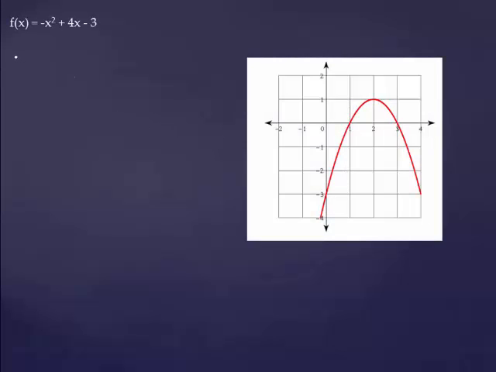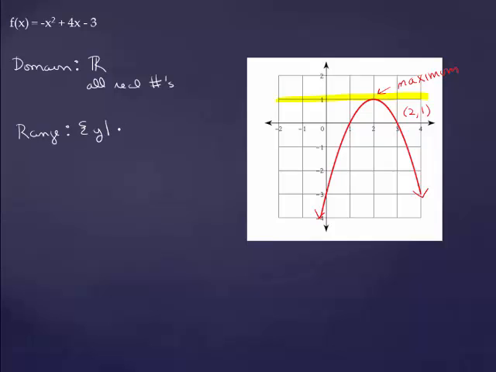Okay, my domain, again, are my x's. So this is all real numbers. And my range are my y's. In this case, I'm going to have a maximum right here, my maximum. And this is the point 2, 1. Now from there, my graph is going downward. So all of the values below this will be valid. So my range will be the set y such that y is less than or equal to 1.